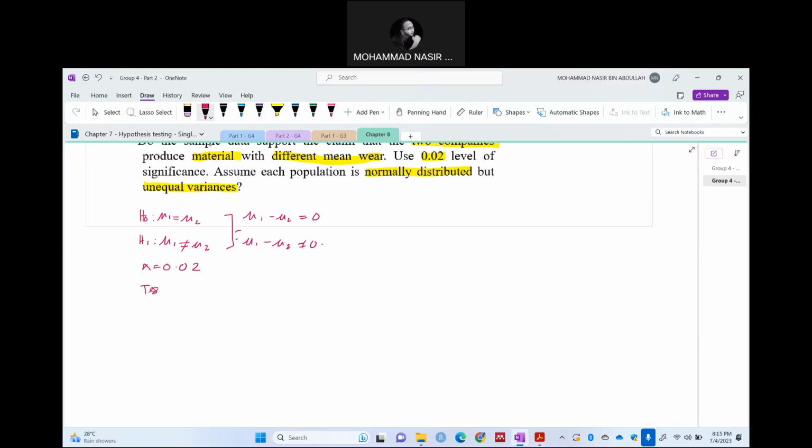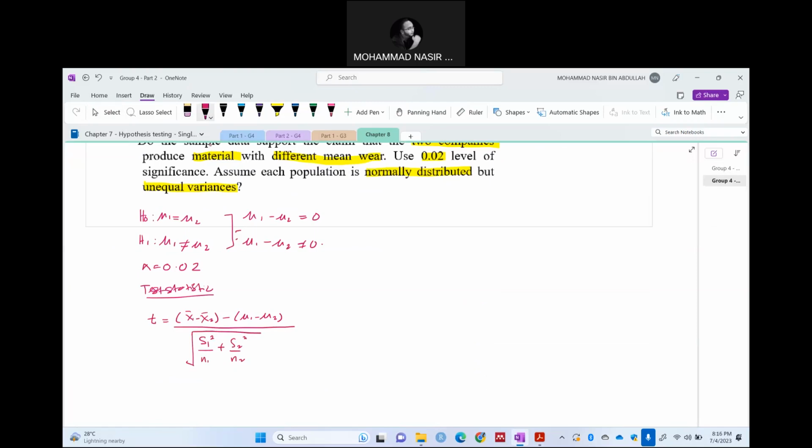And test statistic. So since the population variance are unknown and we assume unequal, right? And the sample size is very small. So we use t distribution, x bar 1 minus x bar 2 minus mu1 minus mu2 divided by S1 square divided by N1 plus S2 square divided by N2. And we take a square root for here. Because this is supposed to be a standard error. So this is a standard error, right?